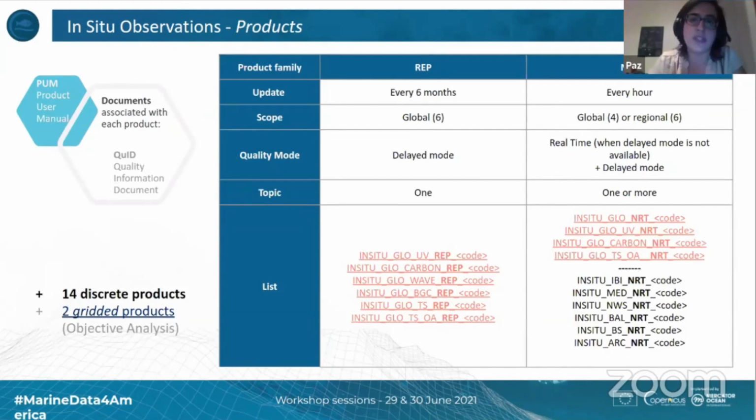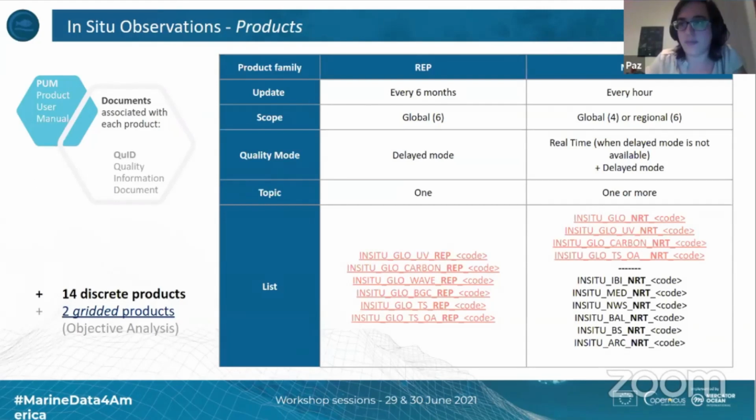In this slide, I try to summarize the two families of products that you will find containing in situ observations in the Copernicus Marine Service catalog. The first one is the reprocessed product, and the second one is the near real-time product. And they basically differ in four key features. The first one is the update rate. For the reprocessed product, this is 6 months, and for the near real-time product, this is every hour.